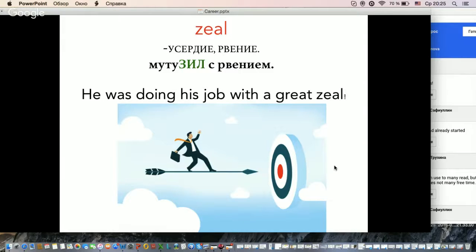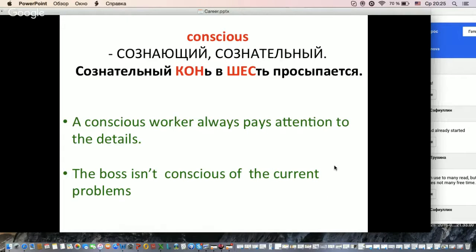Zeal – усердие или рвение. Мутузил с рвением. He was doing his job with a great zeal. Он делал свою работу с огромным рвением. Conscious – сознающий, сознательный. Сознательный конь в 6 просыпается. A conscious worker always pays attention to the details. То есть сознательный работник всегда обращает внимание на детали. The boss isn't conscious of the current problems. Босс не в курсе текущих проблем.